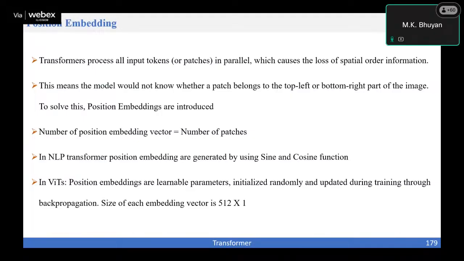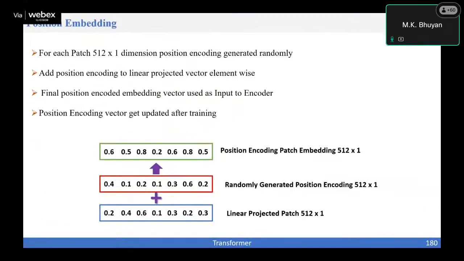Unlike NLP, where we consider the sine and cosine function, in this case we are considering learnable parameters, the position embeddings, which are randomly initialized. After this, we apply backpropagation training to get the position embeddings. So you can see first we are doing the linear projection, and we have the 512 into 1 dimension. After this come the randomly initialized position encodings, and then we have the patch embedding with position embedding, 512 into 1. That means we are considering the positional embedding also.